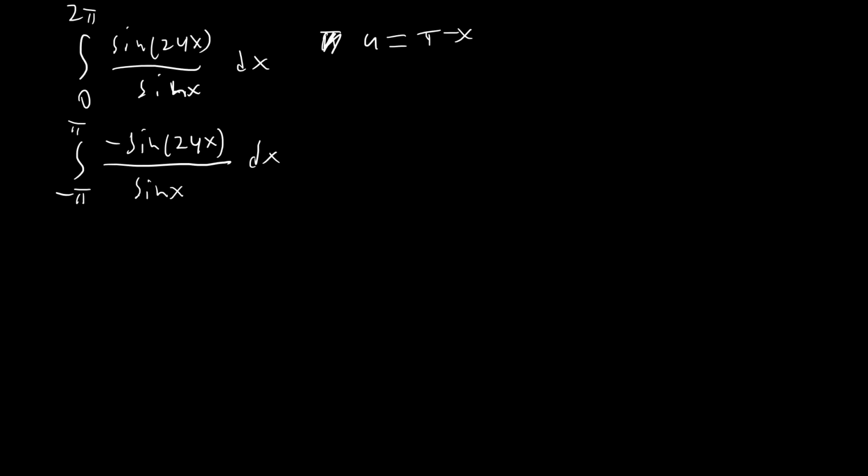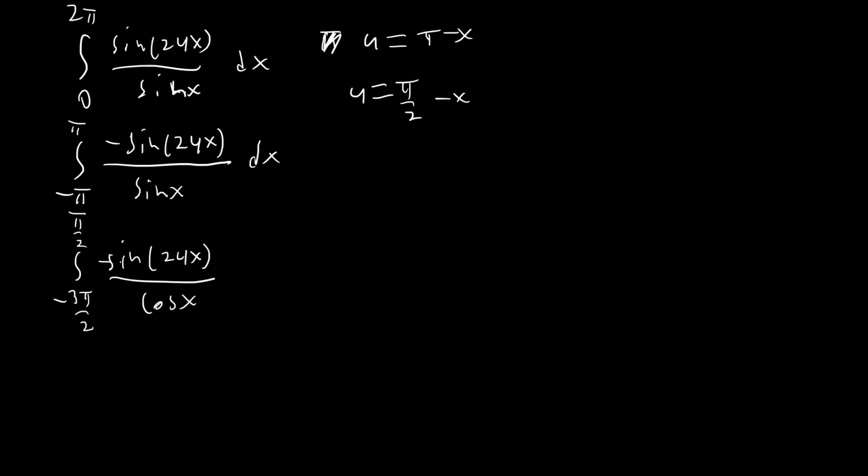What happens if I sub u equals pi over 2 minus x instead? We're now going to be integrating from negative 3 pi over 2 to pi over 2. But we're going to have negative sine of 24x. So we're going to have 12 minus 12 pi minus x, right? On the bottom we're going to have cosine x. Yeah, that didn't help us, did it? Okay, let's just go ahead and brute force it.